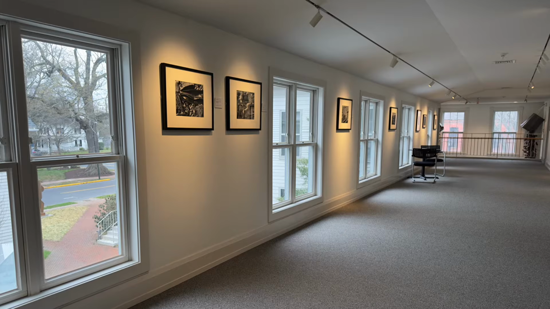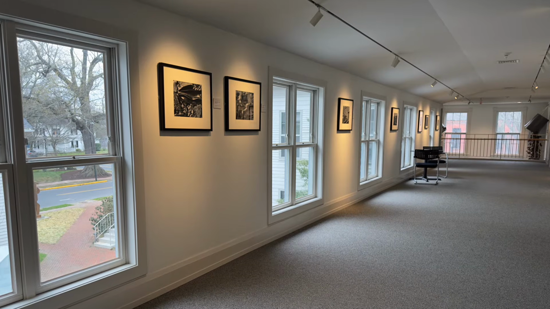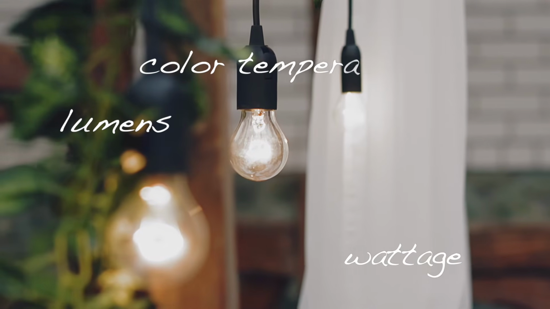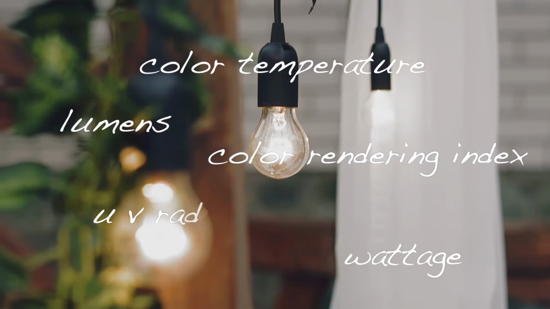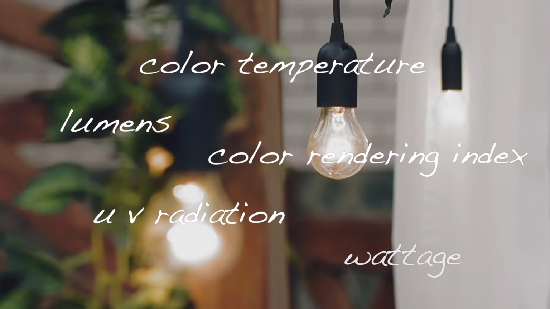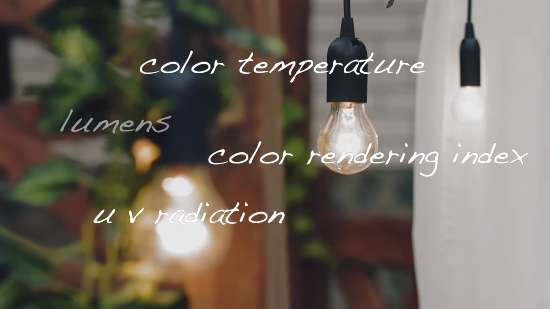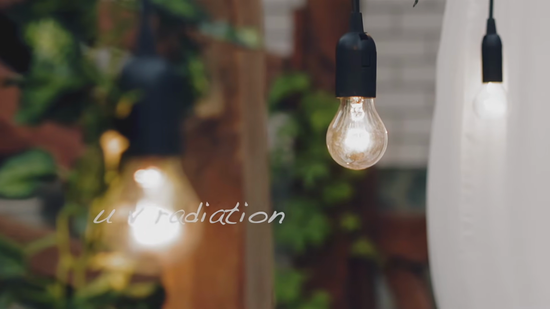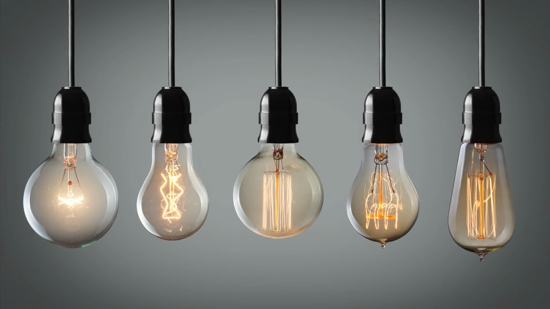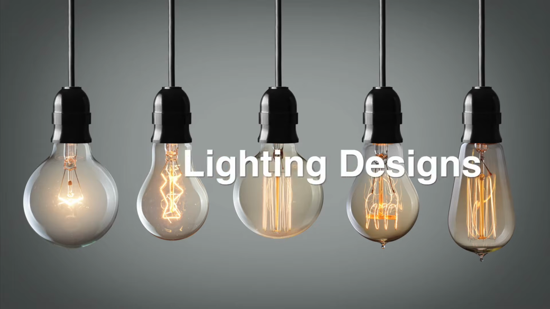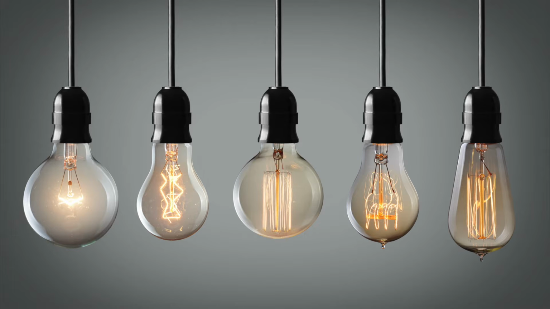We need to understand some of the important terms related to light, such as lumens, wattage, color temperature, color rendering index, UV radiation, and more. But don't worry, don't feel overwhelmed. Although these topics may sound a little intimidating, I'll do my best to simplify each and discuss how each relates specifically to us as artists. After we learn the terminology, we can then discuss light bulbs, light fixtures, and lighting designs. I'll also offer some suggestions based on what we learned.